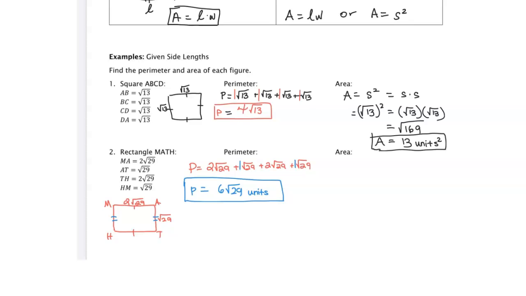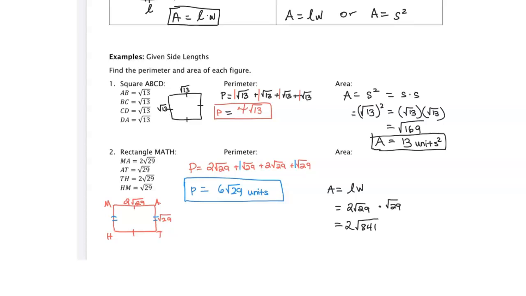As for the area, our formula is A equals length times the width. So in this case, our length is 2 times the square root of 29. And we're multiplying it by our width, which is the square root of 29. To simplify, our 2 stays out in front. And then we have the square root of 29 times the square root of 29. So we multiply 29 times 29, and that gives us 841.